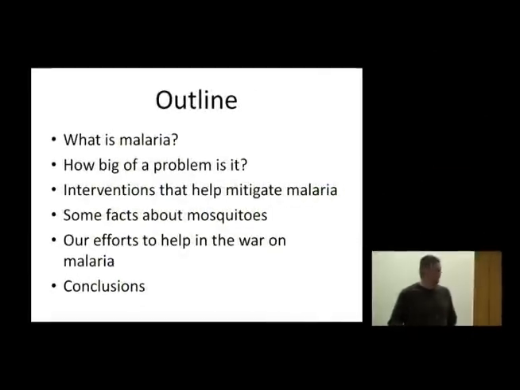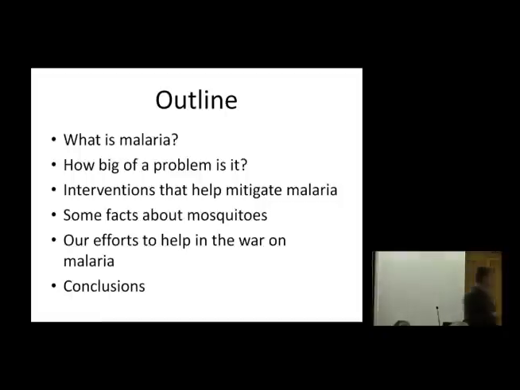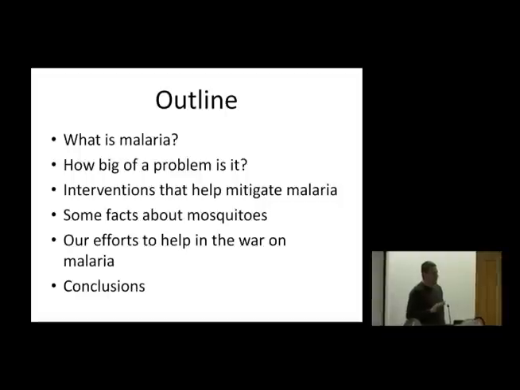So let me outline my talk, first of all. I'm going to talk about what malaria is, why it's a big problem, and some interventions that can actually help mitigate or slightly solve the malaria problem. And I'm going to talk about our efforts to work on malaria. When I say our efforts, this is basically my group in computer science. There are people on this campus in entomology, biology, genomics, economics, who work on malaria too, and I'm not representing their wonderful work. This is just my work today, of course.